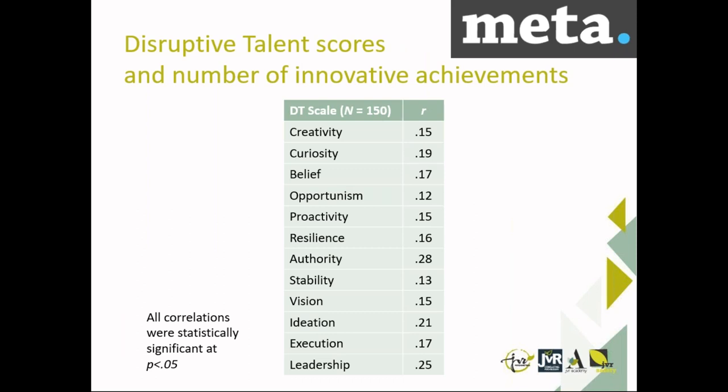With the disruptive talent tool, the developers went and looked at how that would correlate with the number of innovative achievements in a sample of 150 people. So they ran correlations between the actual scores on the scales of the disruptive talent and then the number of innovative achievements for each one of those individuals. And we saw that all of the correlations between the different traits and domains of disruptive talent were firstly positive correlations, but they were also all significant at the p smaller than 0.05 level. I'm showing that there is real evidence that people who score higher on the disruptive talent scales will tend to have more innovative output. So really showing that the tool is effective in identifying those individuals that are most likely to innovate.